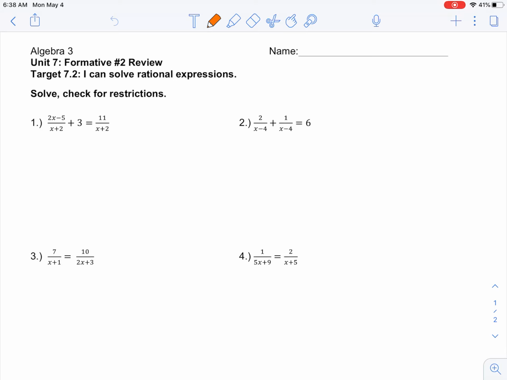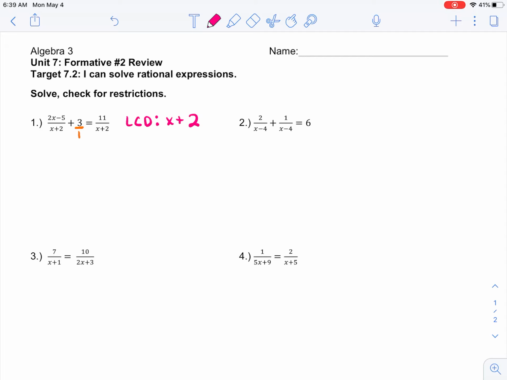So the key to solving rational expressions is that you're going to look at your denominators, find a common denominator, and multiply each term by that denominator. So if we look at the first 2 problems, you'll notice that we have a denominator of x plus 2. And we also have a whole number in there, a 3. So this 3 we can think of as 3 over 1. And so when we have that extra whole number in there, the common denominator is just going to come from that x plus 2.